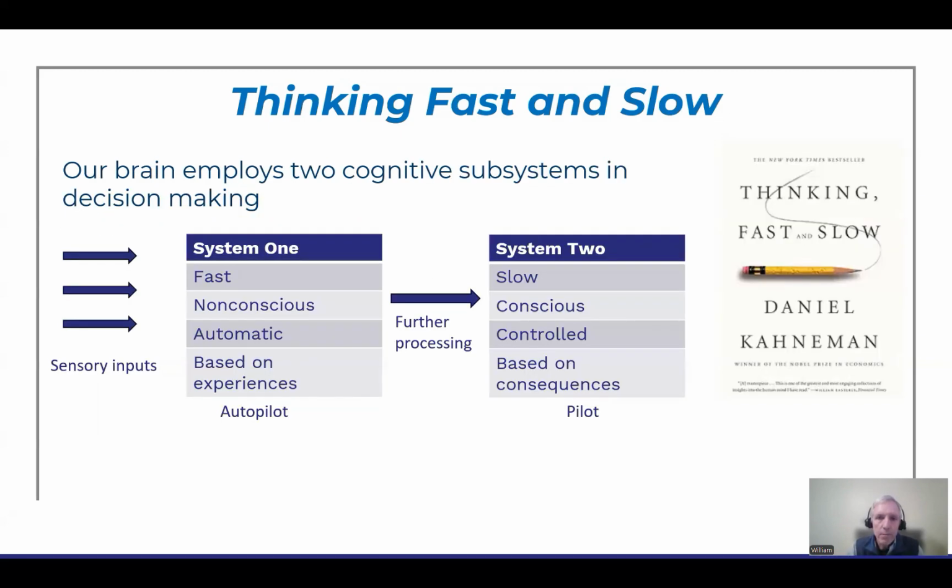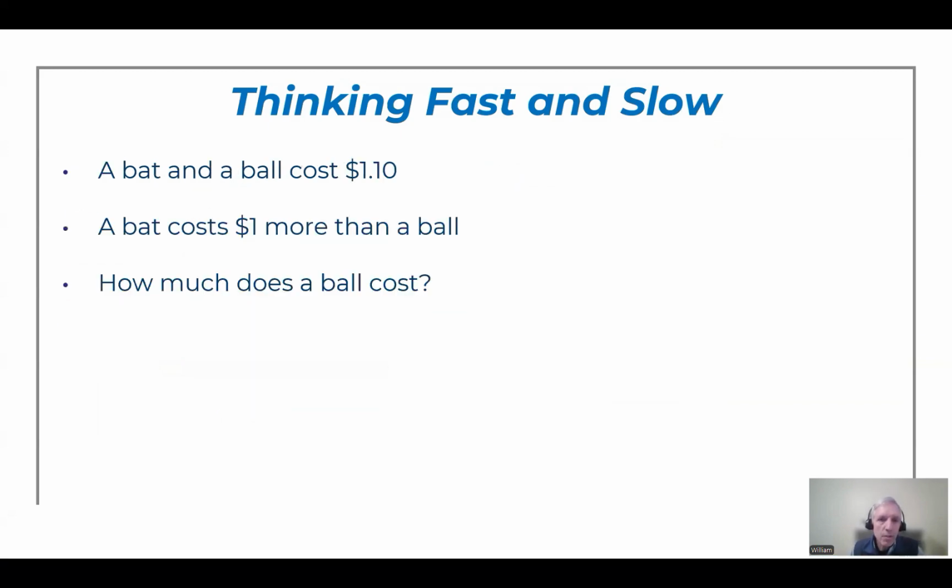Now, I'm going to put up three lines. I want you to look at them, and I want you to very quickly answer the question. I don't want you to think about it. I want you to just answer the question very quickly. A bat and a ball cost $1.10. A bat costs a dollar more than a ball. How much does a ball cost?